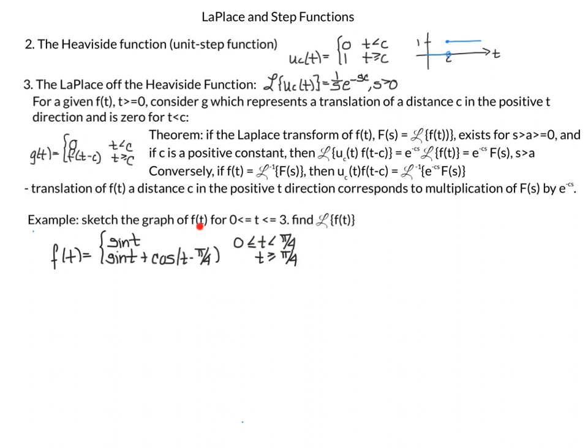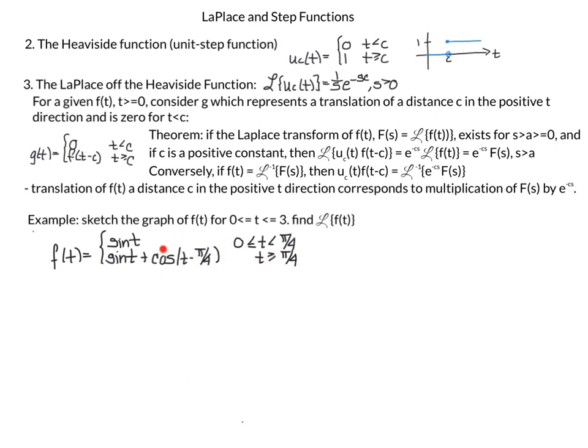The first one is: sketch the graph of f(t) for t between 0 and 3, and then find the Laplace transform. So f(t) is equal to sine of t when t is between 0 and pi over 4, and it's equal to sine of t plus cosine of (t - pi/4) for t greater than or equal to pi over 4.